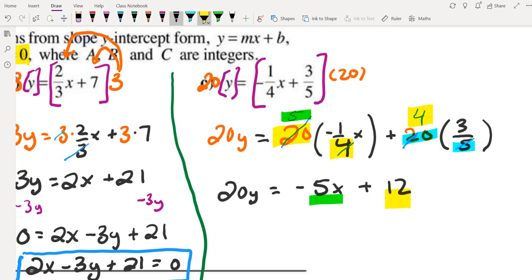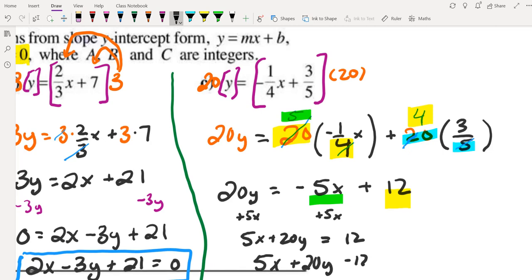Our final step is to move everything to one side. Now x is negative here, so we're going to move x to the other side to make it positive. The first step is add 5x, and we end up with 5x plus 20y is equal to 12. And then we move the 12 over by subtracting it. And we have 5x plus 20y minus 12 is equal to 0.